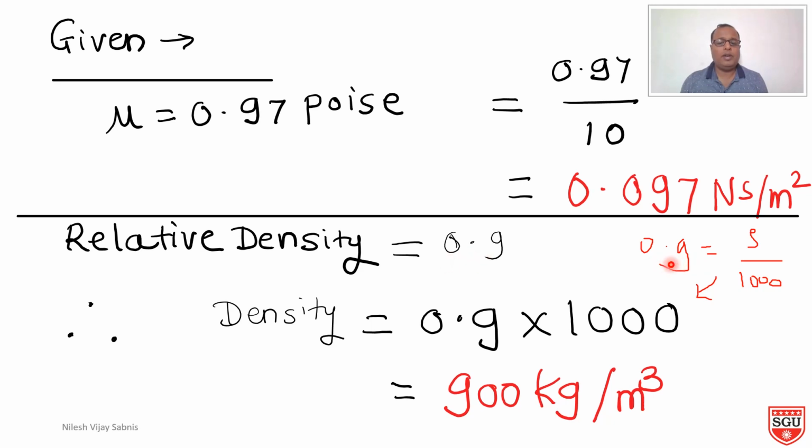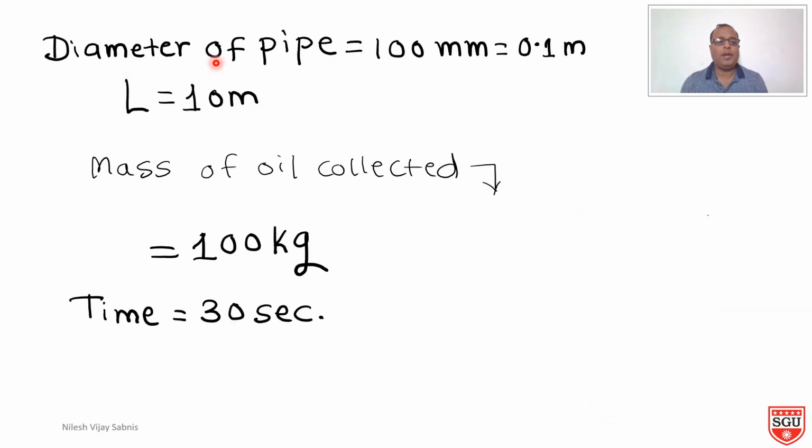The relative density is given, which is equal to 0.9. We know that relative density is nothing but density of fluid divided by density of standard fluid. Considering this equation, density of oil can be calculated. Density is equal to 0.9 multiplied by 1000, that is 900 kg per meter cube. Diameter of pipe is given 100 mm, which is nothing but 0.1 meter. Length of pipe is given 10 meter. Mass of oil collected is 100 kg in 30 seconds. It is nothing but mass flow rate. 100 kg per 30 seconds is the mass flow rate.